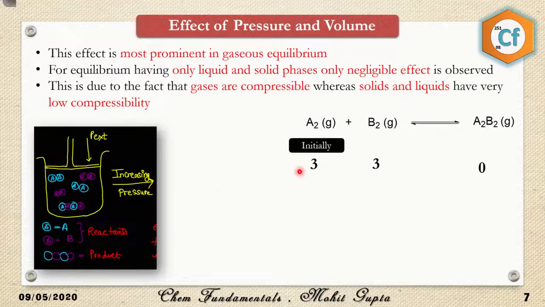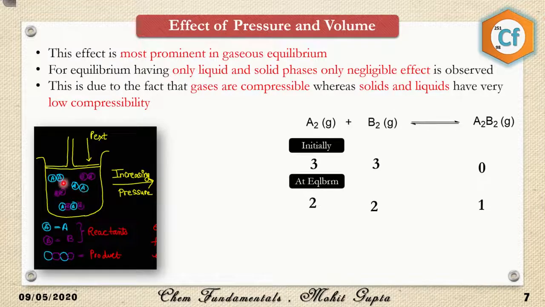So let's consider this. Initially I have 3 molecules of A2 and 3 molecules of B2, and initially there were 0 molecules of A2B2 because the reaction has just started. Once it reached equilibrium, it has 2 molecules of A2, 2 molecules of B2 and 1 molecule of A2B2. So this reaction is at equilibrium right now. Now if you increase the pressure, what would happen?